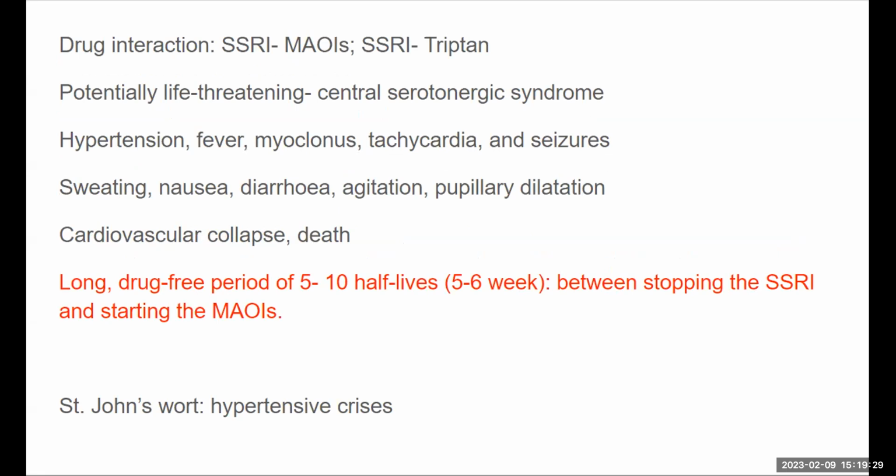In terms of the symptomatology of serotonin syndrome, the way I remember it is to think of a very angry person. Serotonin syndrome looks almost like that person: sweating, hypertensive, tachycardic, twitching, so myoclonus and seizures about to fit, that agitation, and if it is too severe, then cardiovascular collapse and death. So there has to be a long drug-free period between stopping an SSRI and starting an MAOI, or between the two drugs, basically.